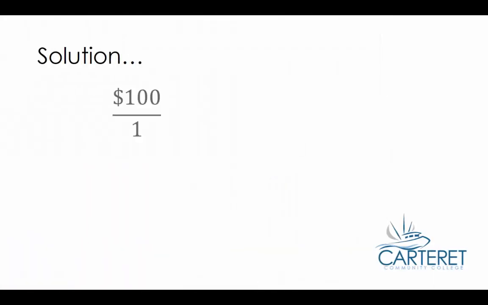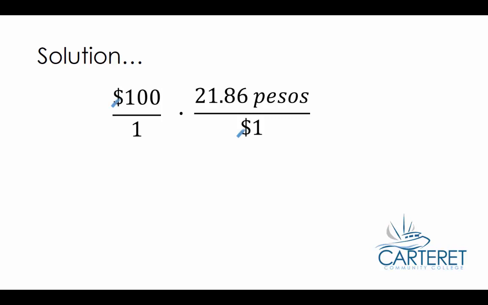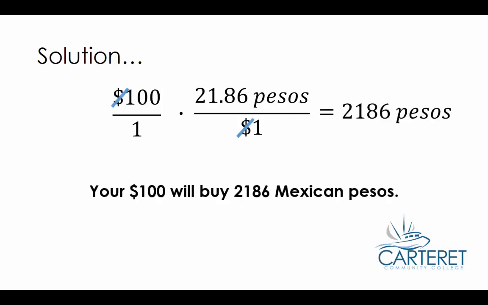We begin with $100. In order for the units of American dollars to cancel out, they must appear in the denominators, and the new unit of pesos must appear in the numerator. Multiplying straight across, we see that our 100 American dollars will buy 2,186 Mexican pesos.